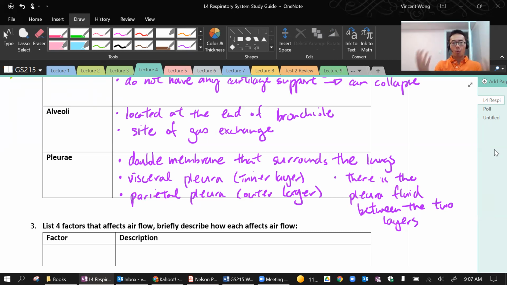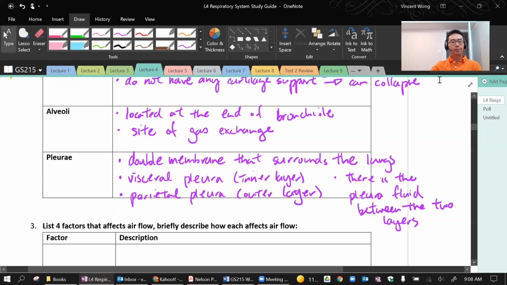Okay, that moisture is going to help create surface tension that allows two things to stick together. Okay, otherwise they might not stick together, and we want them to stick together so that they will move in unison. Okay, that is important for breathing, and I'll explain more later on.